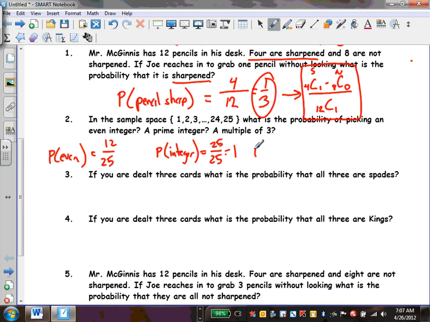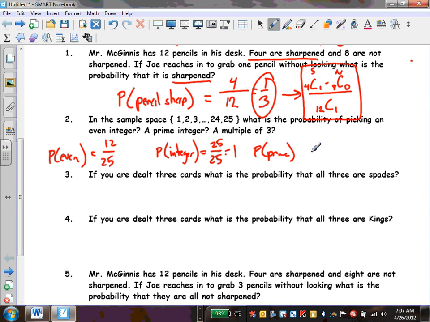Let's talk about a prime integer. Okay, so something that's prime. Well, let's go ahead and list the prime ones. We have 1, 3, 5, or actually 1 is not prime because it's the same number. So we're talking about 2, 3, 5, 7, 11, 13, 17, 19, and 23.